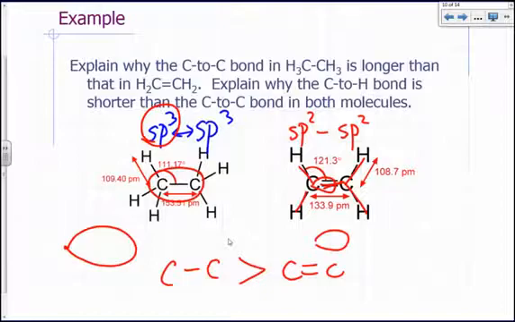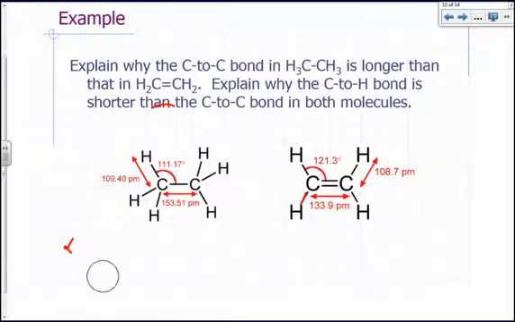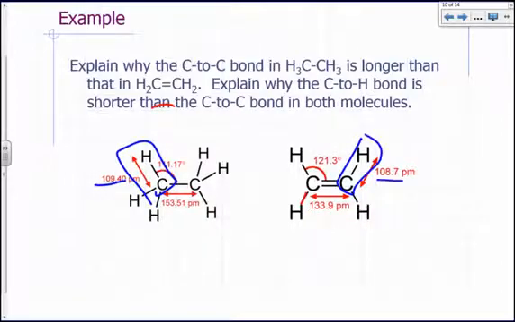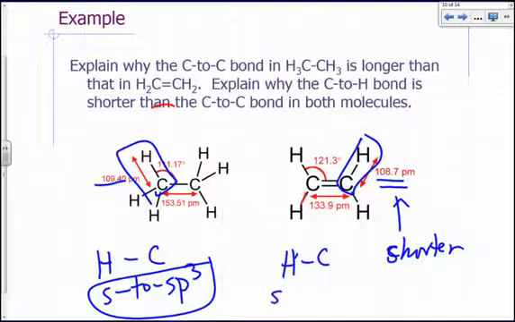Now let's compare the carbon to hydrogen bonds. If you look at the bond between carbon and hydrogen, this bond right here is 109.4 picometers. Carbon to hydrogen, but this carbon to hydrogen is 108, and again this length right here is shorter. How do we explain that? Okay, so the hydrogen to carbon bond here is an s to sp3 overlap, whereas the hydrogen to carbon bond here is an s to sp2 overlap.